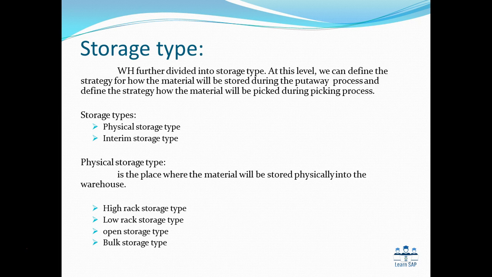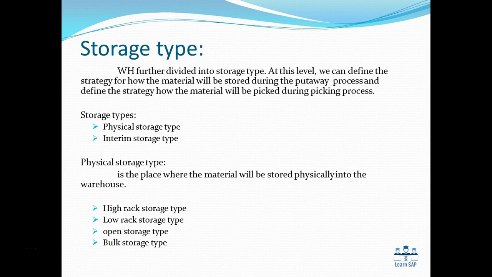So what is a physical storage type? A physical storage type is a place where the materials are stored physically in the warehouse. These storage types physically exist. For example, high rack storage type, low rack storage type, open storage type, and bulk storage type.